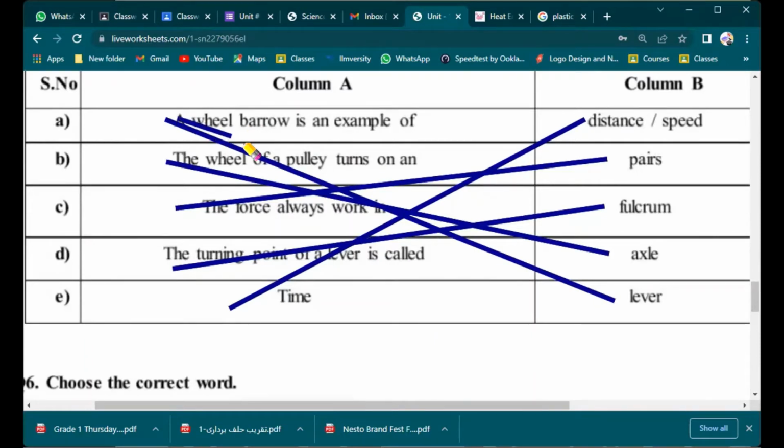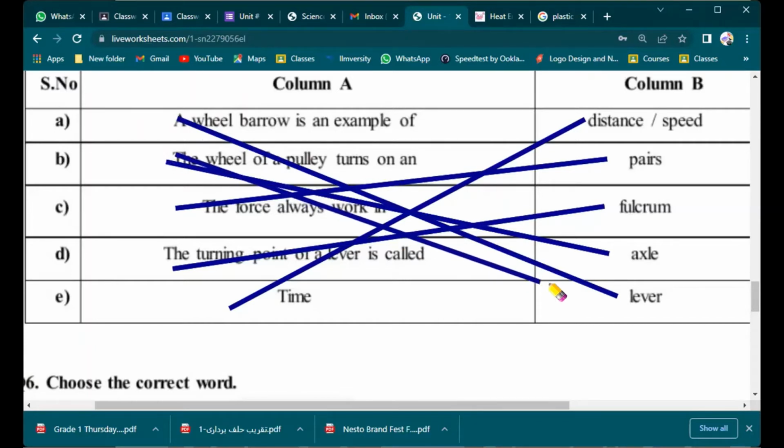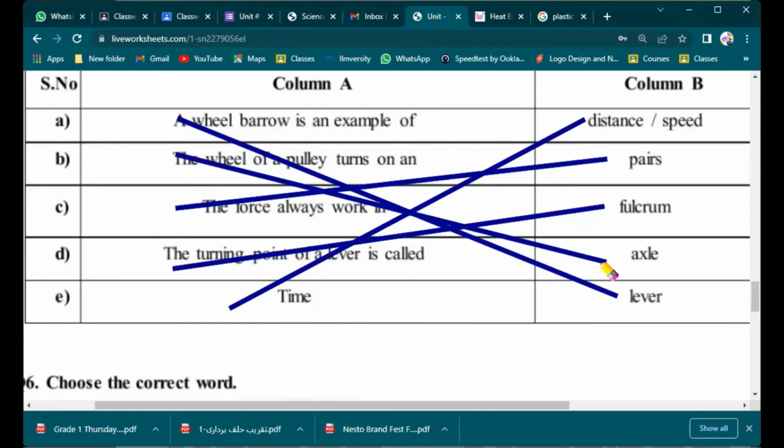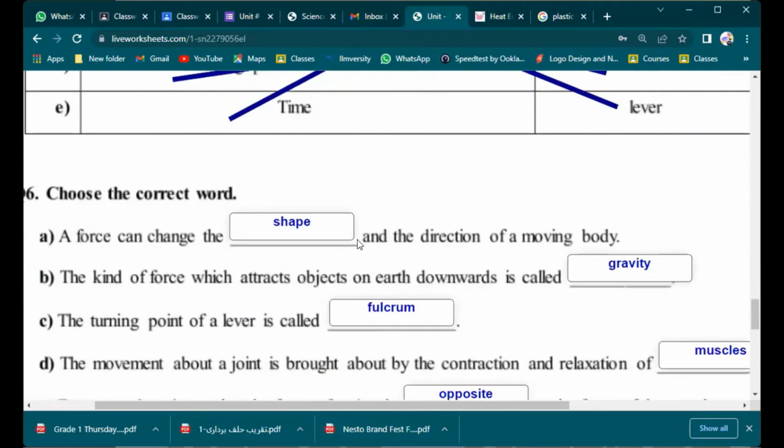Then you can match, you can make a line, and till the point we need to make, you can make it. Okay, you can see that if there is anything you did wrong, so what you will do, you can make it again. Okay, you can make it again, so the previous line will be removed automatically. After that, you have to choose the correct word.